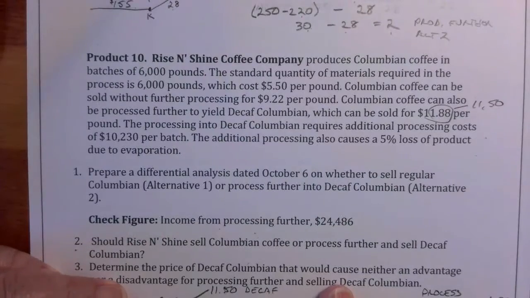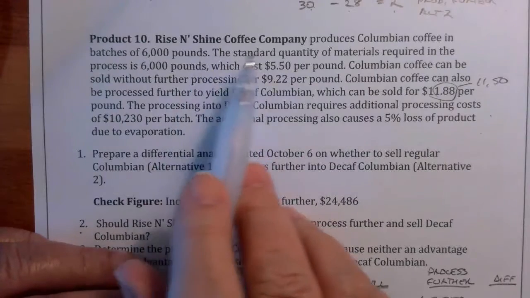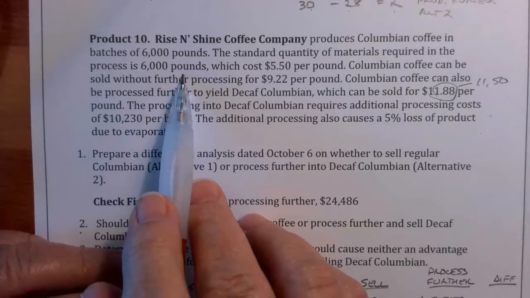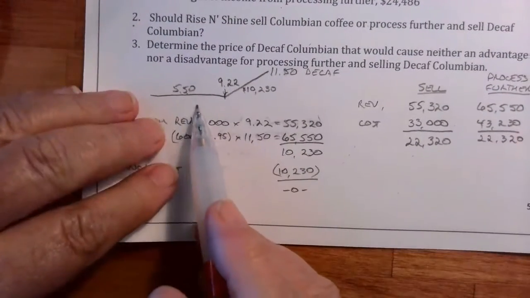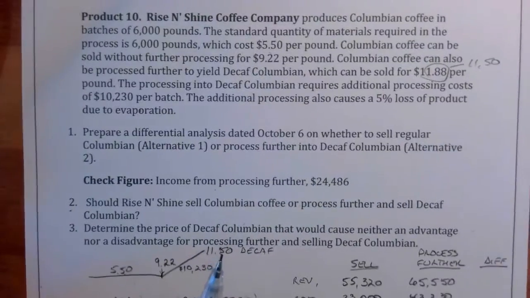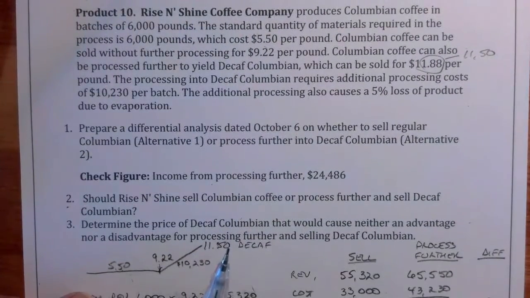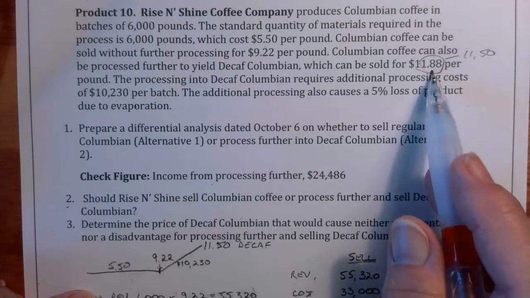Okay, this is a slightly bigger problem. This is Rise and Shine Coffee Company, which produces Colombian coffee in batches of 6,000 pounds. The standard quantity of material is 6,000 pounds, which costs $5.50 per pound. So I put my $5.50 right here in the picture. What else do we know? Colombian coffee can be sold without further processing for $9.22 per pound, and it can be processed further to yield Colombian decaf that can be sold for, you know how yours says $11.50 now, and the textbook is incorrect, it should be $11.50 per pound.